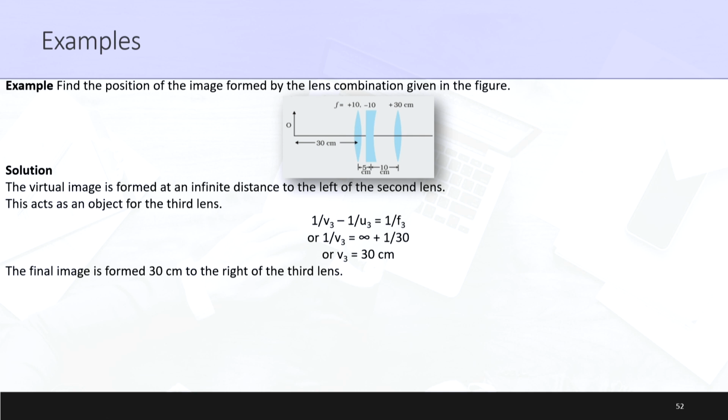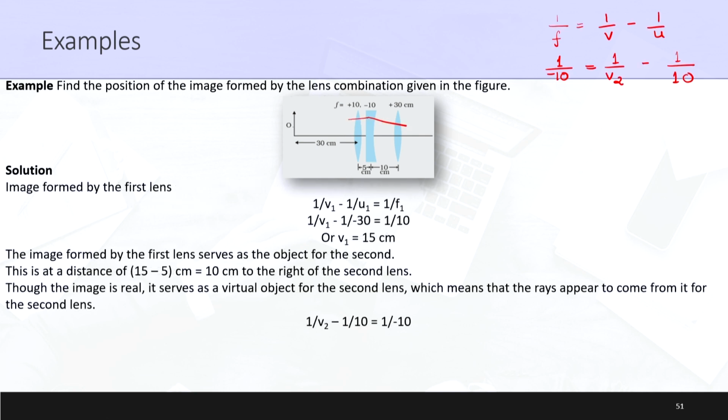Now, for v3 what we will do: the virtual image is formed at an infinite distance to the left of the second lens. This acts as an object for the third lens. Hence, 1 by v3 minus 1 by u3 is equal to 1 by f3, or 1 by v3 is equal to 1 by infinity, which is zero, plus 1 by 30, hence v3 is equal to 30 centimeters. So, finally, what we got is that the final image is formed at 30 centimeters to the right of the third lens.